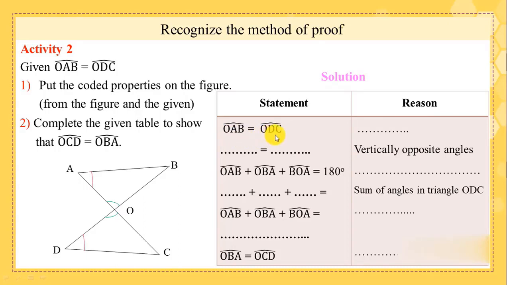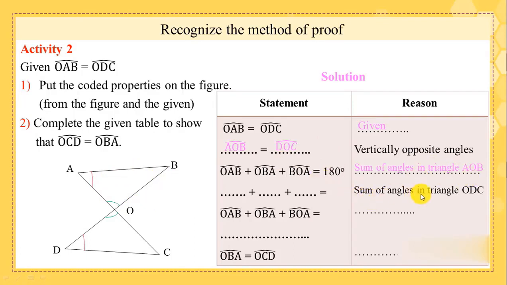OAB equal to ODC, it's clear from the given, so the reason is given. Vertically opposite angles. What are the vertically opposite angles? AOB and DOC are vertically opposite angles, so they are equal. We have three angles, their sum is equal to 180 degrees. The angles are angle A and B and O. Angle A, angle O, and angle B. So the reason is the sum of angles in triangle ABO or AOB, the same.